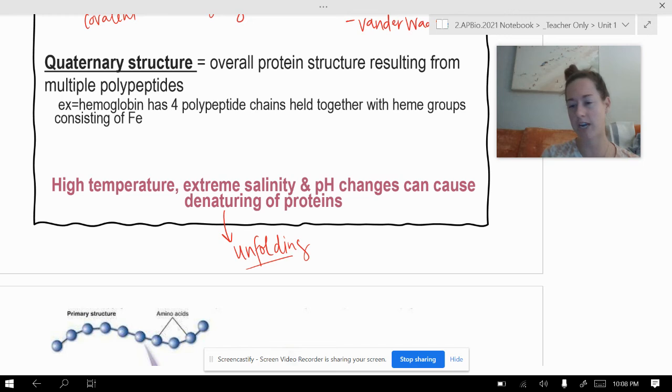Also, just a kind of cool fact: when you cook an egg, the reason it goes from being clear to being white is because you've actually denatured the proteins and they unfold, and that changes the properties of the egg white albumin protein and it makes it opaque. That's why when you cook an egg, you denature the proteins. Here's a picture of it.